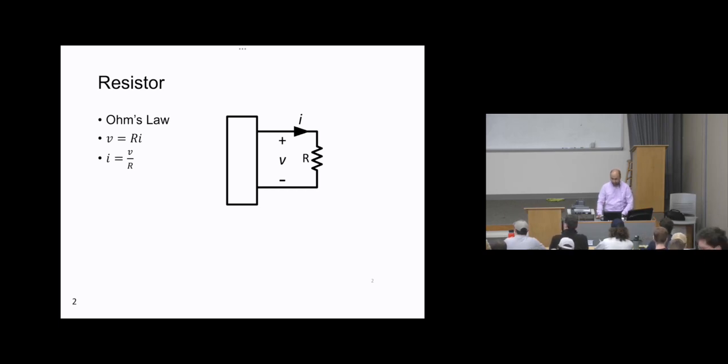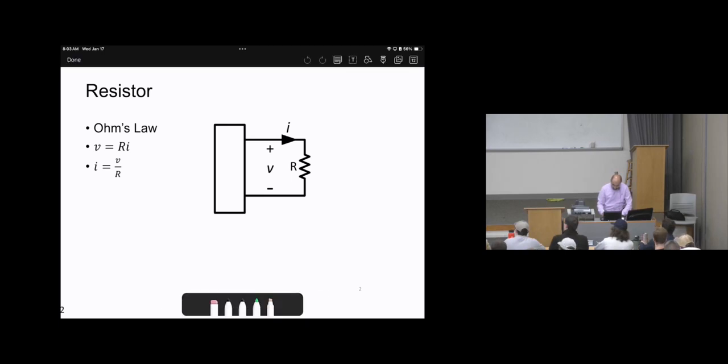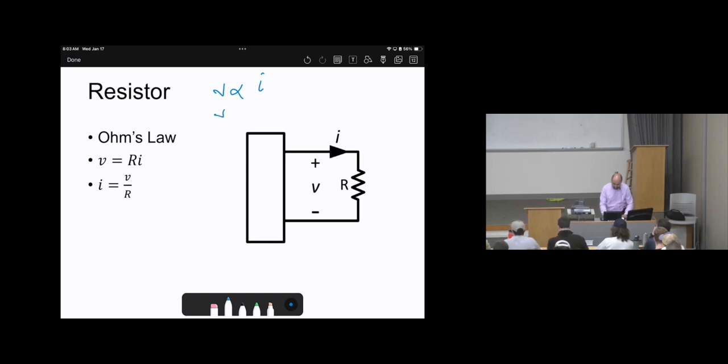Let's start with the resistor. What's the relationship between the voltage and the current? As we know, the voltage and the current are directly proportional to each other. Therefore, V, the voltage, will be the proportional constant, which we call R, times I. And R we call the resistance. This is well known as Ohm's law, which is a linear relationship between the voltage and the current. V equals R times I, or I times R, whatever.